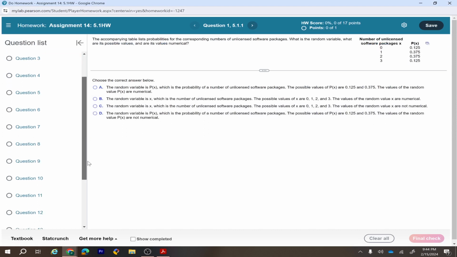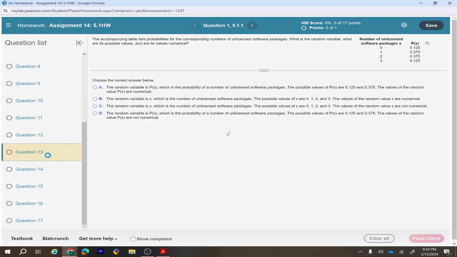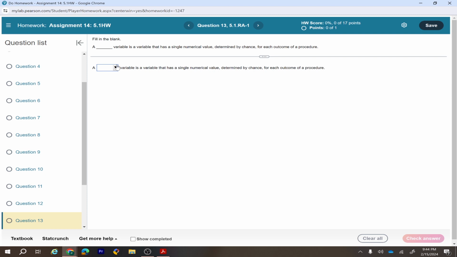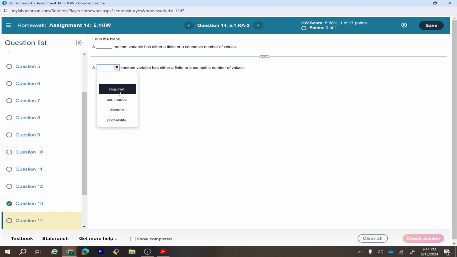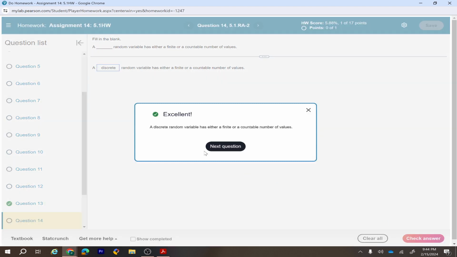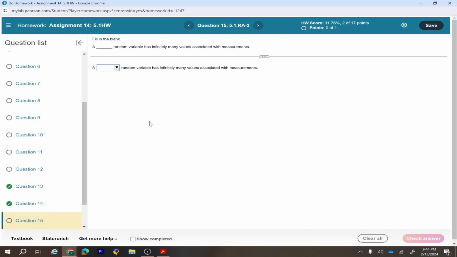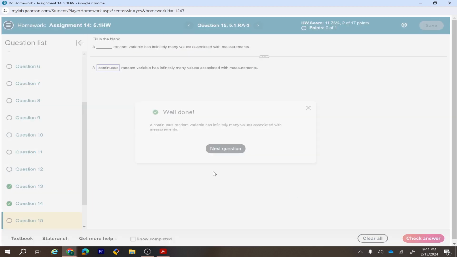Before I jump into the problems, I just want to make sure that we understand the topics here. So, fill in the blank. Our dash variable is a variable that has a single numerical value. So this is the random variable definition. A dash random variable has either a finite or countable number of values. Remember, it's discrete. A discrete random variable has a finite or countable number of values, and a continuous random variable has infinitely many values.